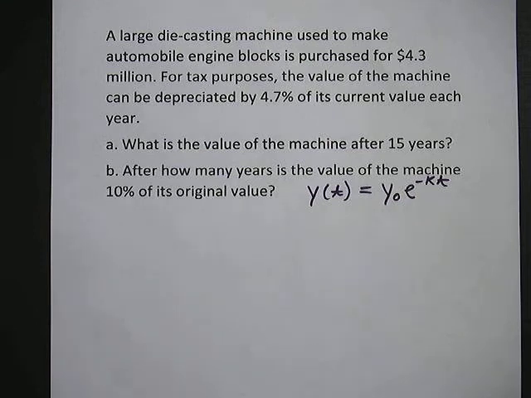A large die casting machine is used to make automobile engine blocks. It is purchased for $4.3 million. For tax purposes, the value of the machine can be depreciated by 4.7% of its current value each year. What is the value of the machine after 15 years? And after how many years is the value of the machine 10% of its original value?